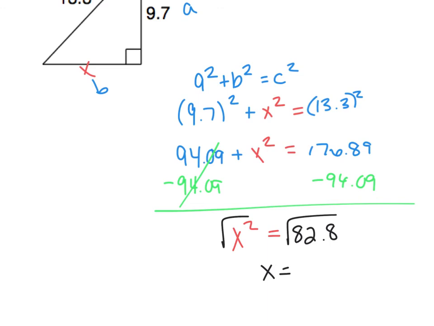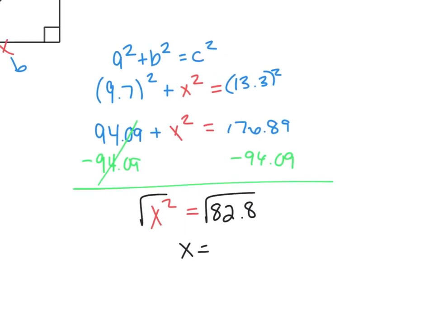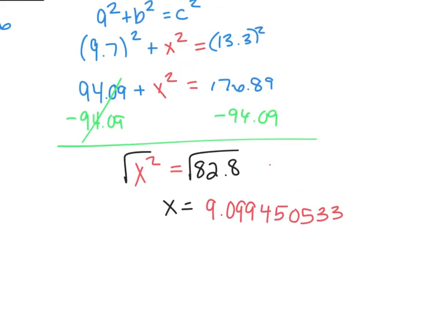I get this long, nasty number. I get 9 point. Ooh, this is going to take me a while to write. I'm just going to say it after I finish writing it. Give me one moment. Ooh, wow, that took me forever to write. I got 9.099450533.